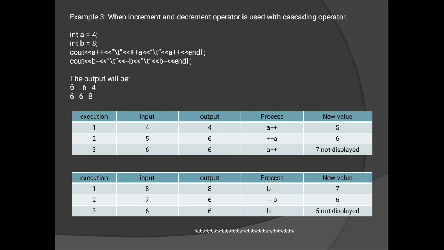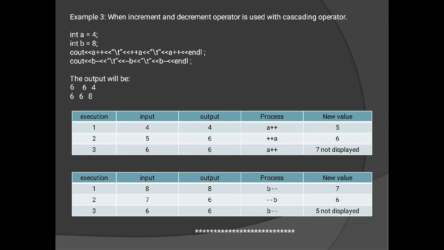In the next decrement, again it will not be b minus minus minus minus b minus minus from left to right, but it will be from right to left. So in the first execution, since b is 8, the output will also be 8 only, because this is a postfix decrement. B minus minus is a postfix decrement. Under the process you can see b minus minus. Once it moves out from there to the next tab space slash t, then b will retain the new value, that is 7.